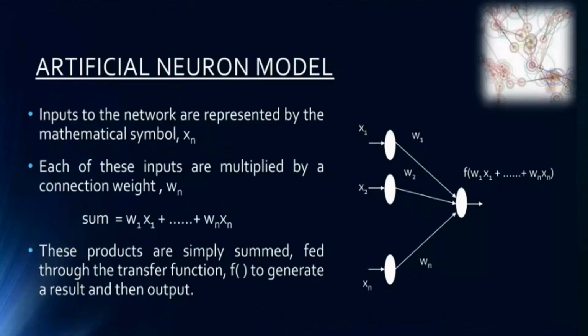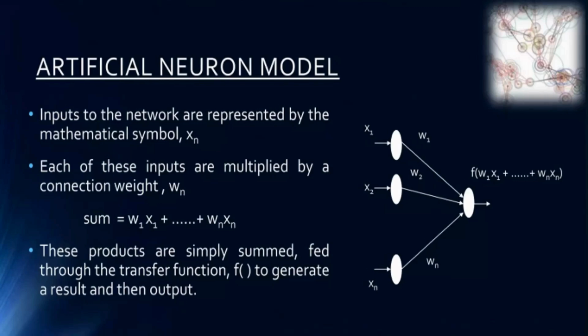Now the artificial neural model. Inputs to the network are represented by mathematical symbols, x1 up to xn, and each input is multiplied by a connection weight, w1 up to wn, which we call parameters. We calculate the sum w1x1 plus up to wnxn, and this sum is fed through the transfer function f(x) to generate the proper output.